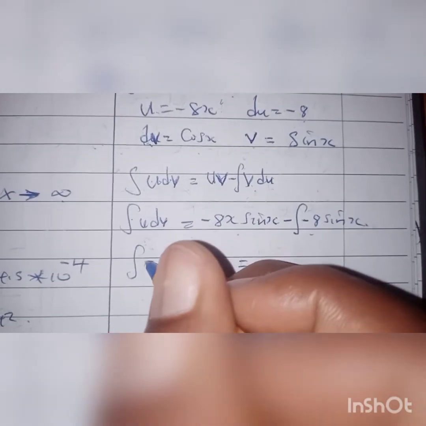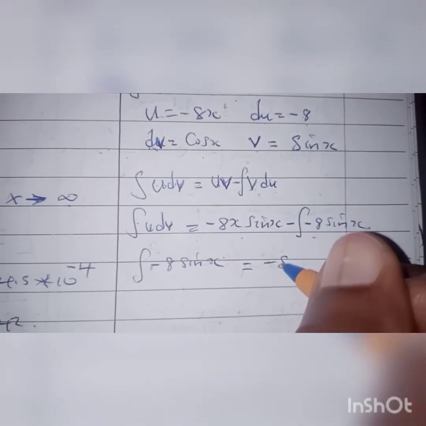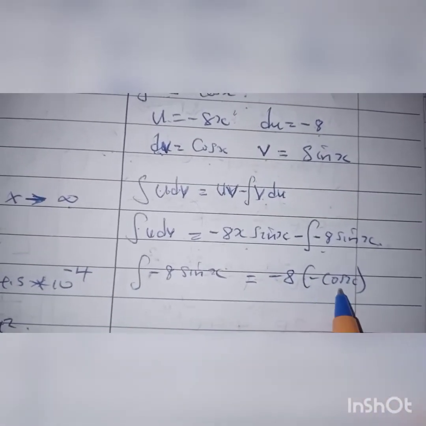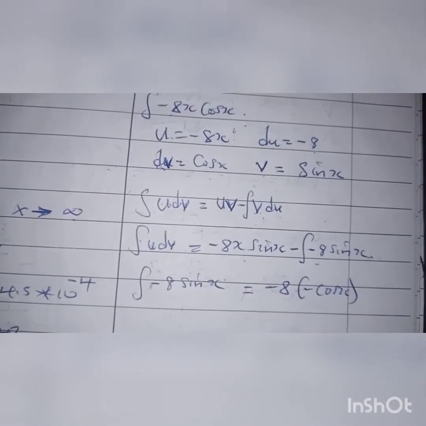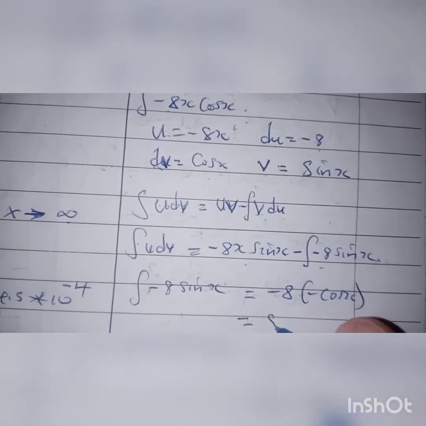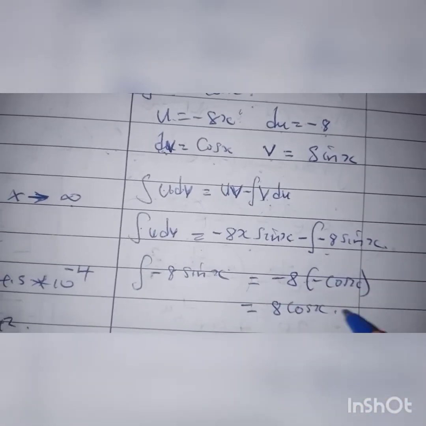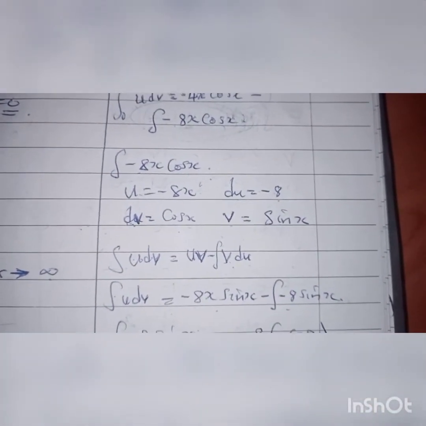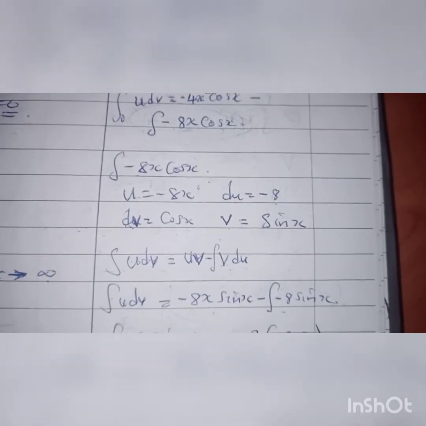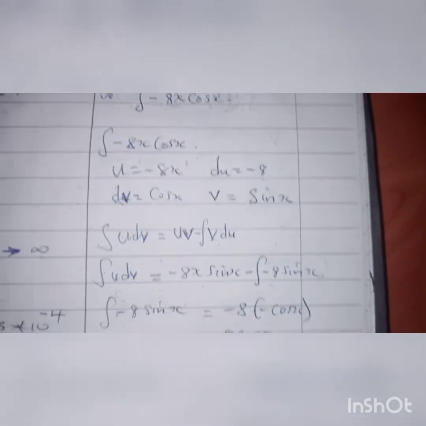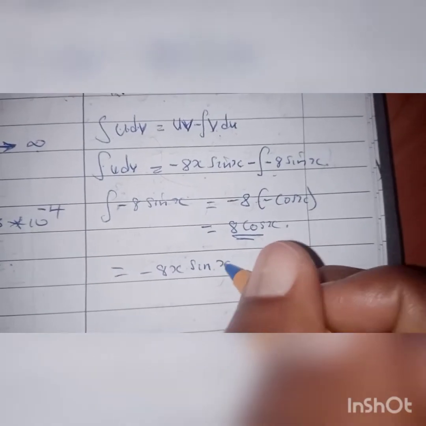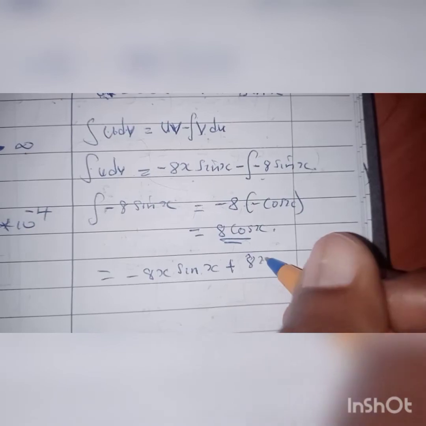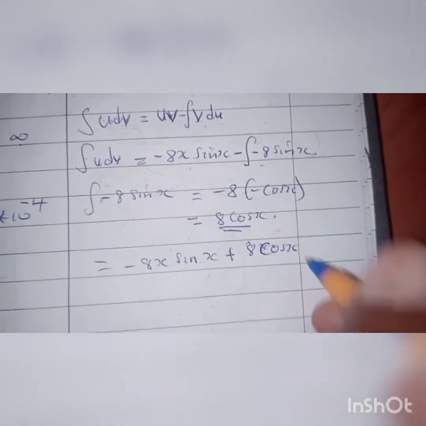So minus cos now, and minus 8 multiplied by minus cos x. This is just a constant. So when you multiply, minus and minus become positive 8 cos x, and we are done. So just write this function well, with just minus 8x sine of x minus the integral of that, which becomes positive 8 cos of x.